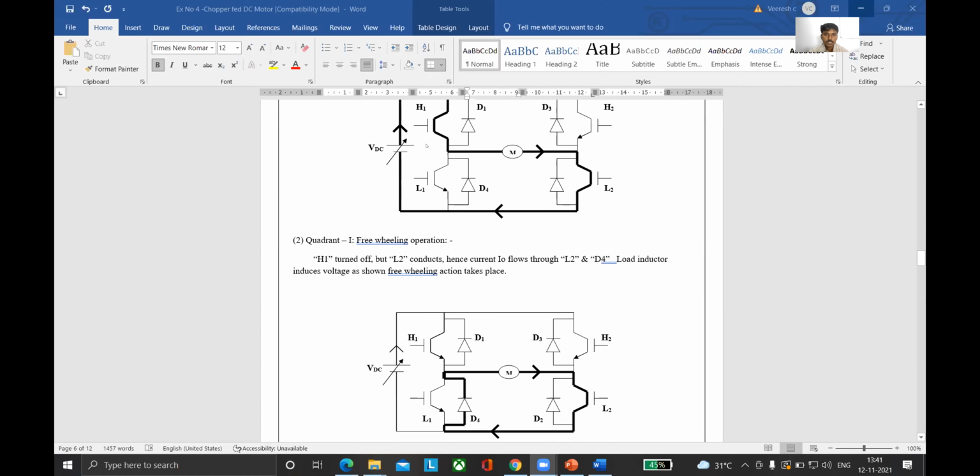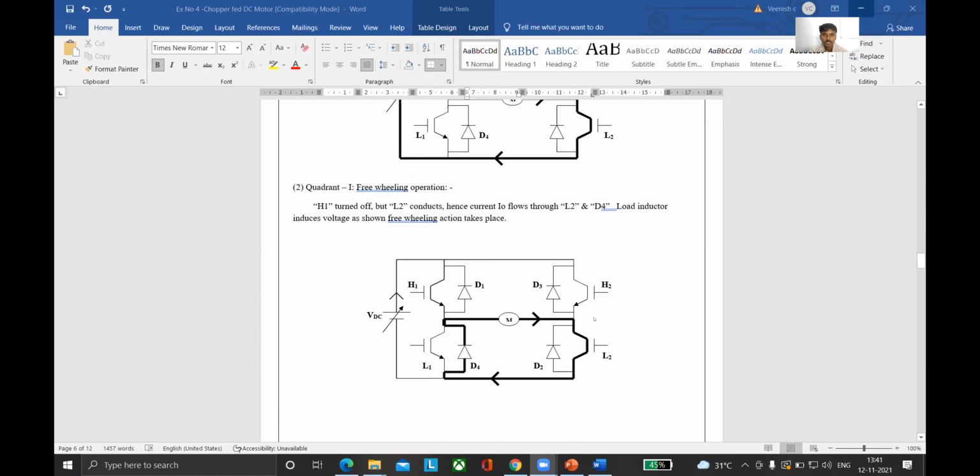Next case, when the switch H1 is turned off but L2 is still turned on. The load has inductance, so whatever energy is stored in the inductance of the load will be released through the same path as the previous case. Here the freewheeling diode is turned on, so the two terminals are short circuited. It means the output voltage is zero, but the current still flows in the same positive direction.